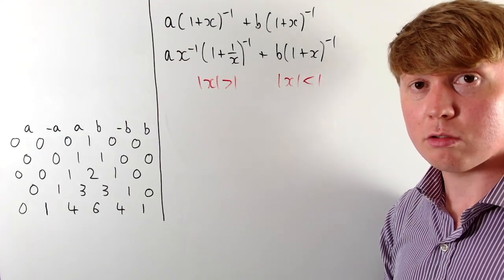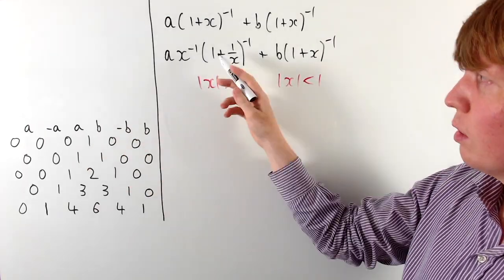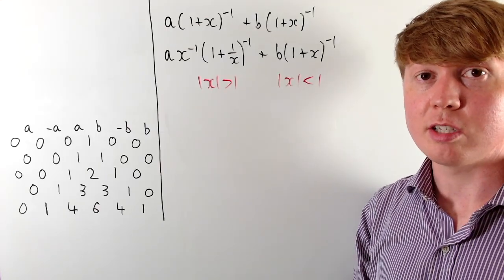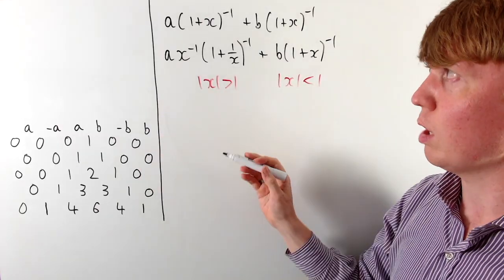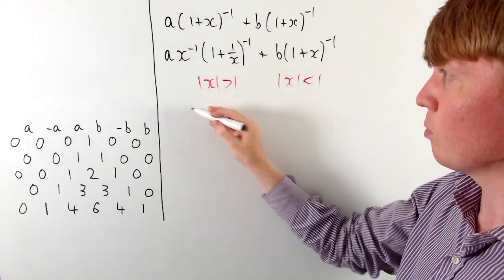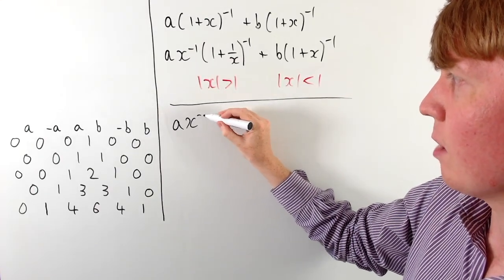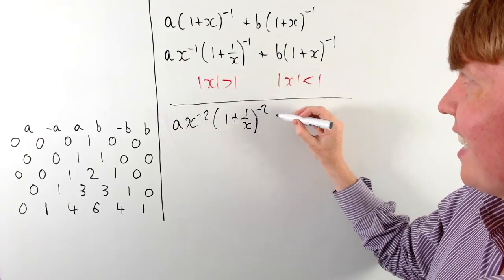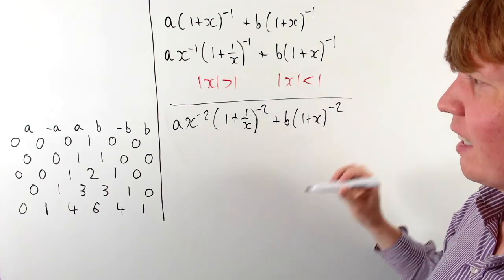But I think it's really interesting though that we can think of this as having different values of a and b as being the sum of two different power series, even if they don't both simultaneously converge. And we could extend this going upwards as well, bearing in mind that this isn't actually going to be valid for any values of x, but we could do the exact same thing with negative 2, so you could have a times x to the negative 2 times (1 plus 1 over x) to the negative 2 plus b times (1 plus x) to the negative 2.